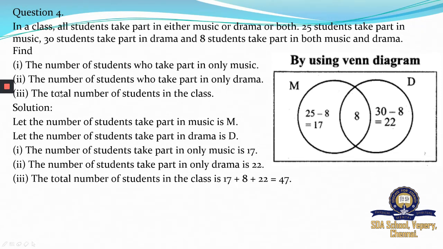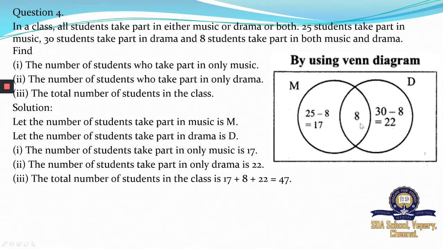Next, what are we supposed to find? We are supposed to find the total number of students in the class. How will we be able to find the total number of students in the class? Okay, we know the students who take part only in music are 17. We know the students who take part only in drama are 22.